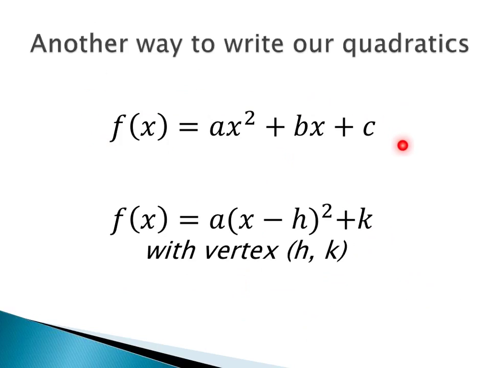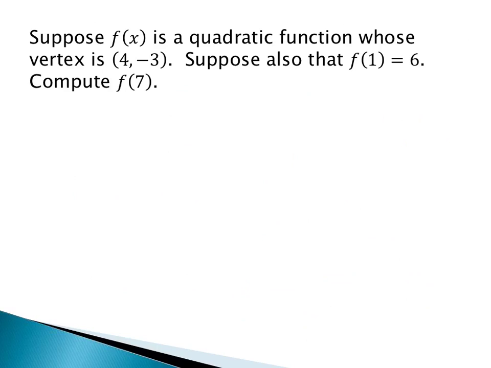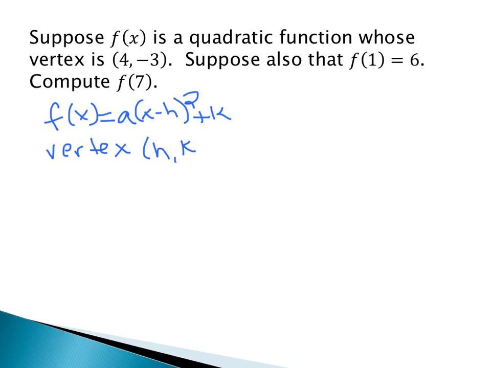Here is how we've been looking at our quadratics, ax squared plus bx plus c. Remember, a cannot be equal to 0 or you don't have a quadratic. And we have a new form. I'd like you to write this down, so pause the video and write that down, please. We're going to use that format. So we've got f of x equals a times x minus h quantity squared plus k. And the vertex, remember, is h comma k.